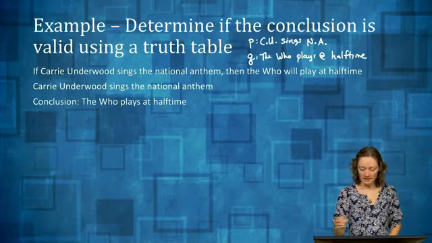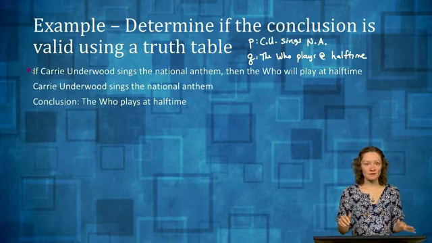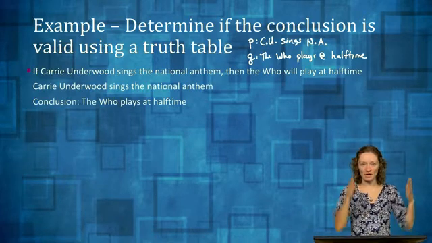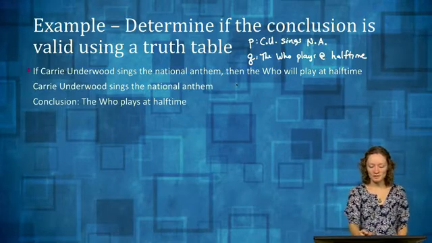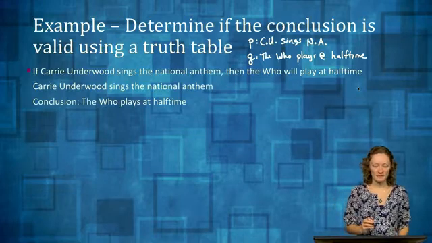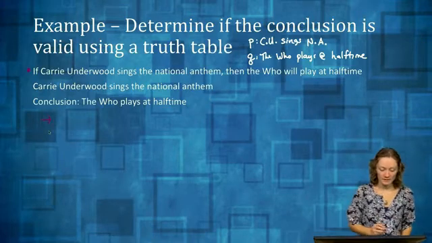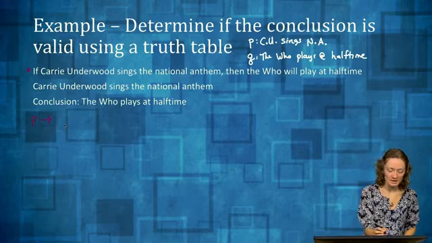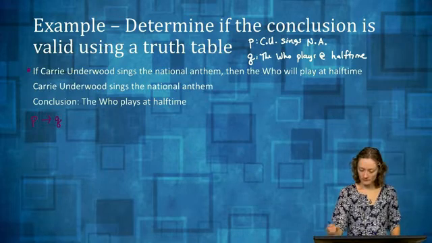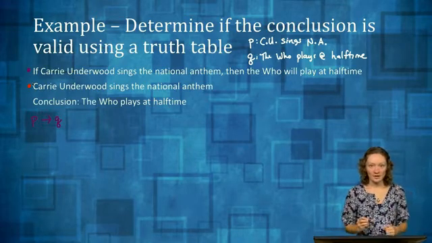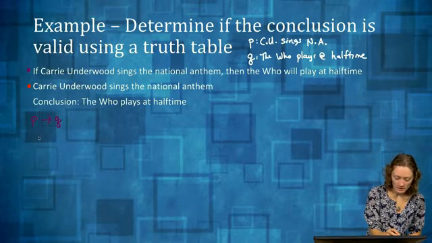So let's go ahead and translate each of these premises and conclusion. The first sentence can most definitely be viewed as premise 1, and that's typically how it'll break apart. Sentence, sentence, sentence. Premise, premise, conclusion. So if Carrie Underwood sings the national anthem, then the Who will play at halftime. Premise 1 is what symbolically? It's an if-then statement. If Carrie Underwood sings the national anthem, which is P, then the Who will play at halftime, Q. The second premise is that Carrie Underwood sings the national anthem. So the second premise, the second line here, is P.